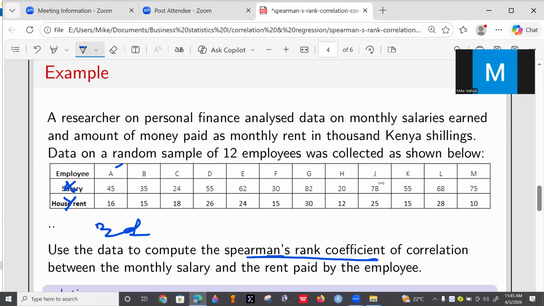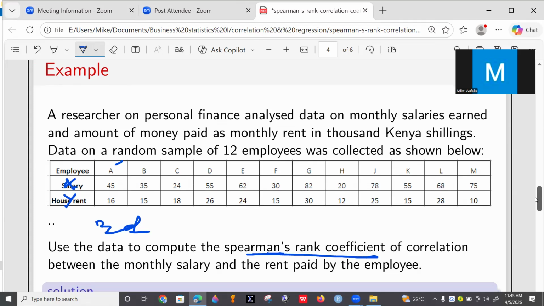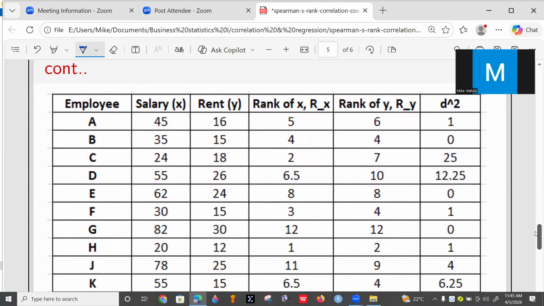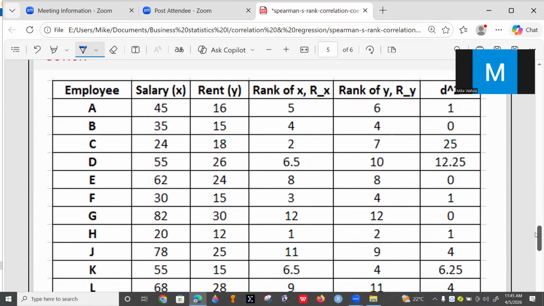Besides this, the best way is to first put this table in vertical format as shown, so that it is easier for you to create those other columns that we are mentioning. These are the employees, this is the salary we're calling X, and this is the rent, the way it has been given. So the new columns you are adding are so that we can use the formula that we have stated above for Spearman rank correlation. I'm now having Rx, the rank of X.